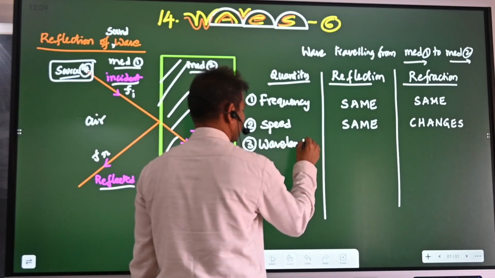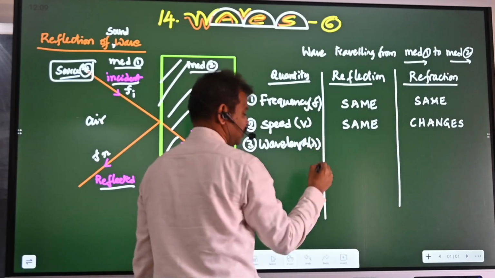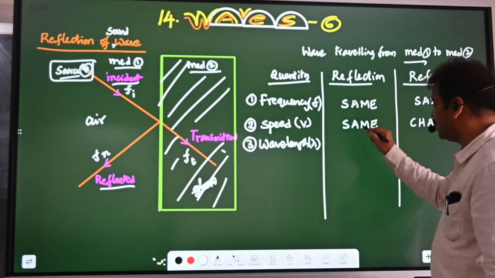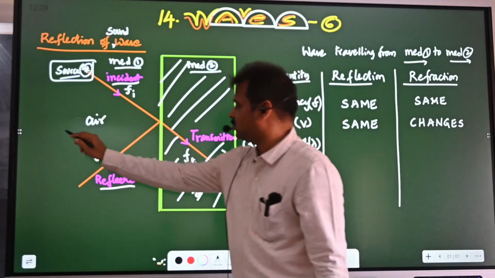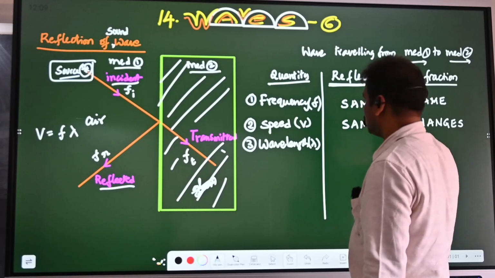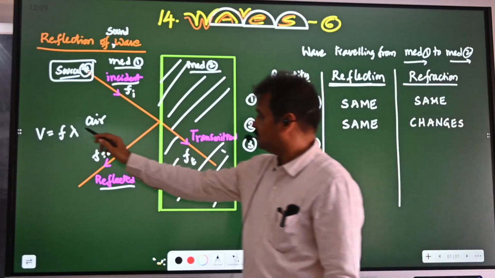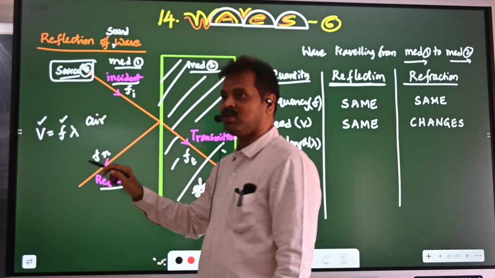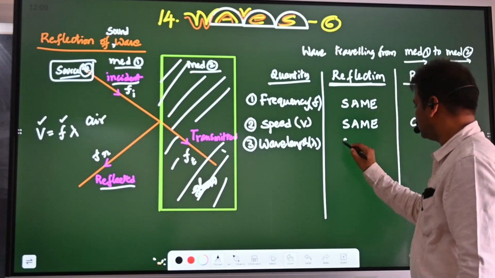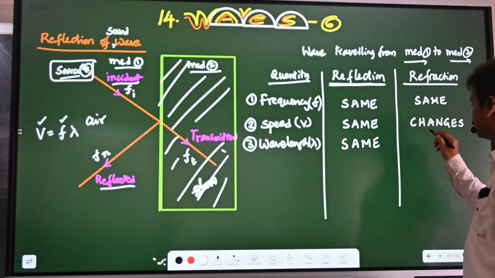Now third one, wavelength. This frequency F, this speed V, this wavelength lambda. Once again I am telling, this is the same, this is same. What about the wavelength? Because we know V is equal to F lambda, correct? For a reflected wave, frequency is not changing, speed is not changing. That means wavelength also not changing. If any one is changing, the other one may change. So I can write the wavelength of the reflected wave remains same.